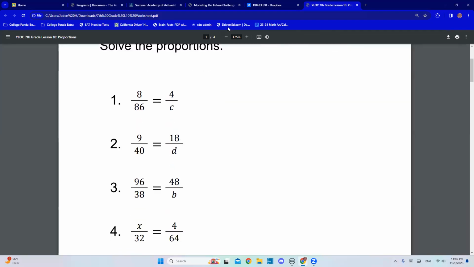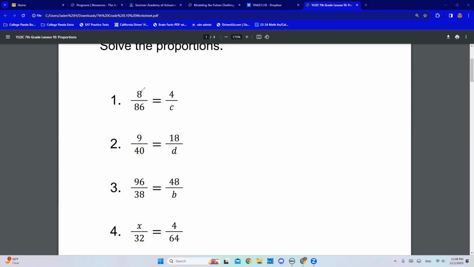So the first set of problems involves solving proportions. Basically, proportions give you two fractions that are set equal to each other. That means they will be equivalent, but you don't know one of the denominators or numerators of the fractions. So using the fraction that you're given, you have to solve for the variable. There are two ways you could solve it.